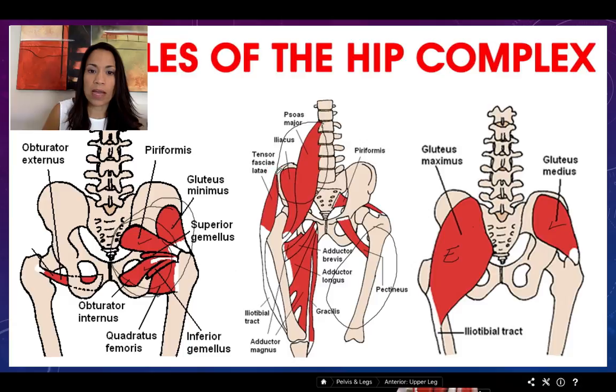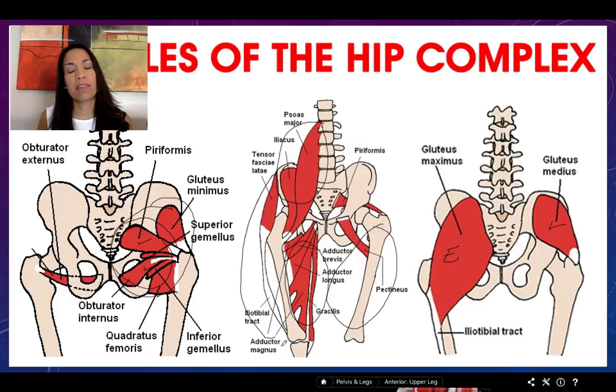We described the anterior and the medial compartment of the thigh. So we have described so far the hip and the thigh muscles. In the next class, we only need to describe the leg muscles.